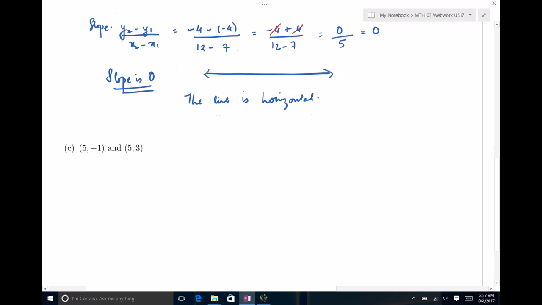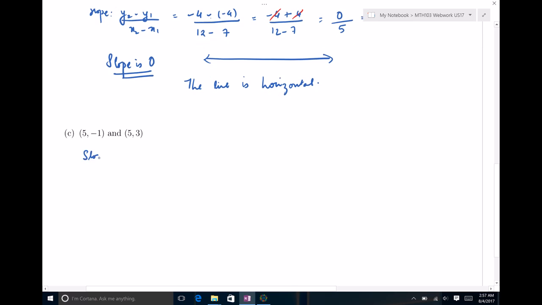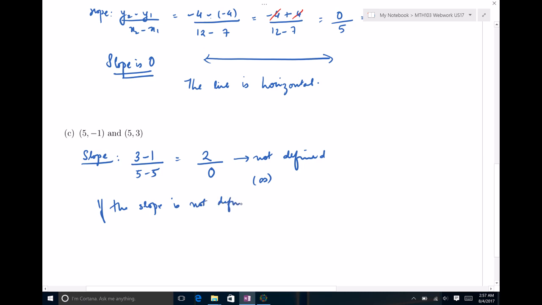Now for the last example, once again, I'm going to find the slope by the usual formula. So that's 3 minus 1 over 5 minus 5. Now 3 minus 1 is 2, but 5 minus 5 is 0. Now this is a number that's not defined, or what we like to say, it's in some sense infinity. When this happens, if the slope is not defined, then the line is vertical. So the line looks like this.